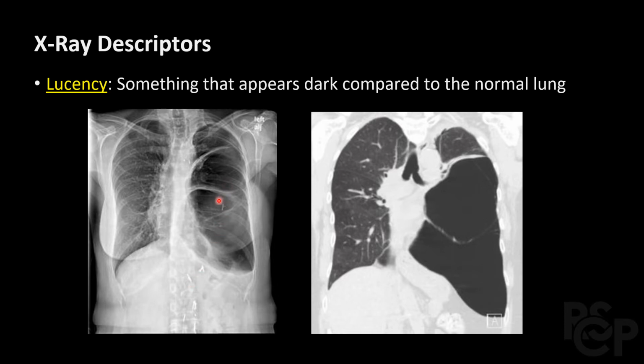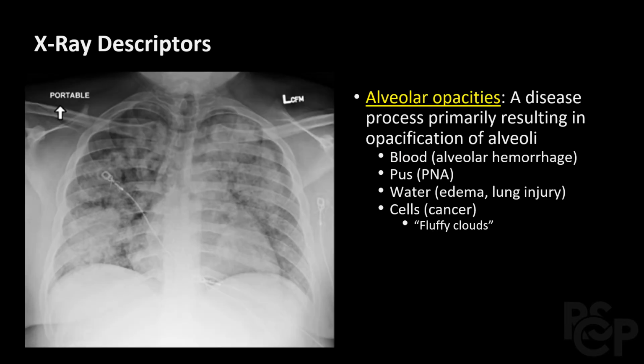Notice these areas on the chest X-ray that appear dark compared to the rest of the lung architecture. When paired with the CT, we can confirm that these areas of hypodensity are indeed large pulmonary cysts. Alveolar opacities refer to disease processes primarily resulting in opacification of alveoli.